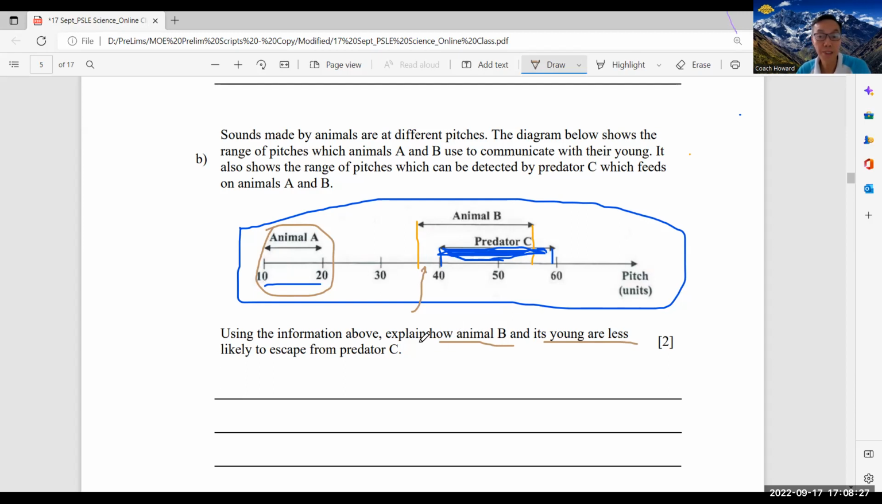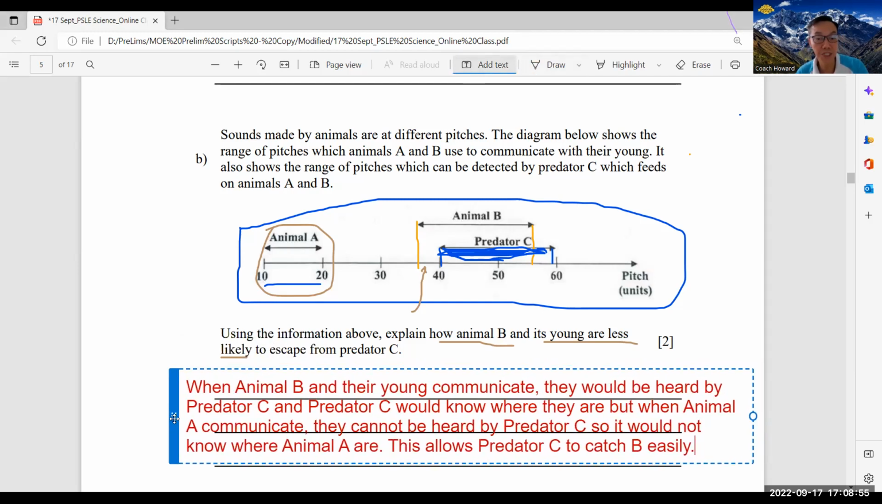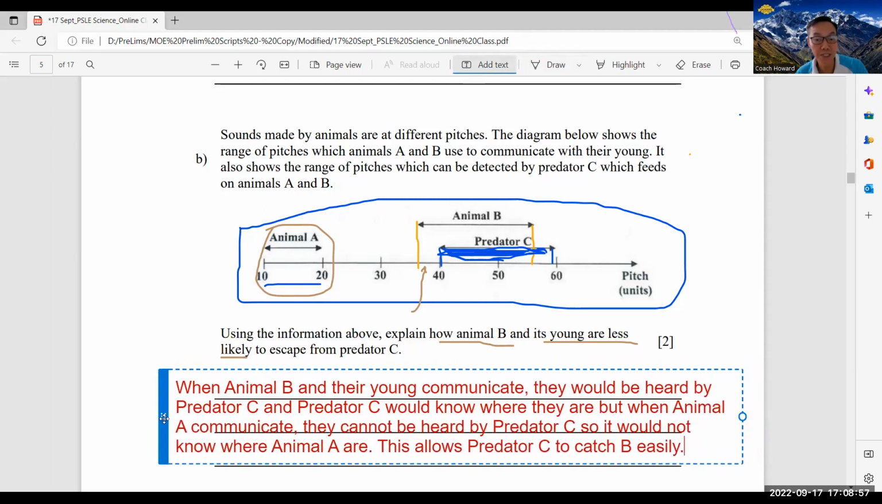Okay, the comparison is that you are asked to explain how animal B and its young are less likely to escape. Okay, are less likely. That means you must make a comparison between A and B. So for this question, you need to be quite detailed. It's a 2-mark question. So I teach you the method to make it very concise. Concise means short and sweet to the examiner's eyes, because the examiner is using the eyes to mark, not the ears to listen.